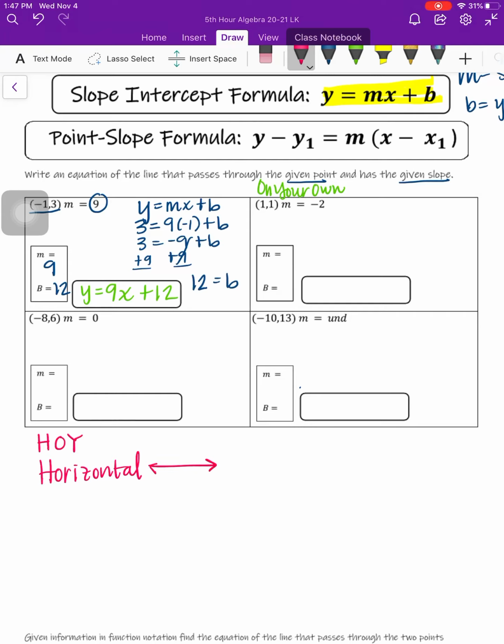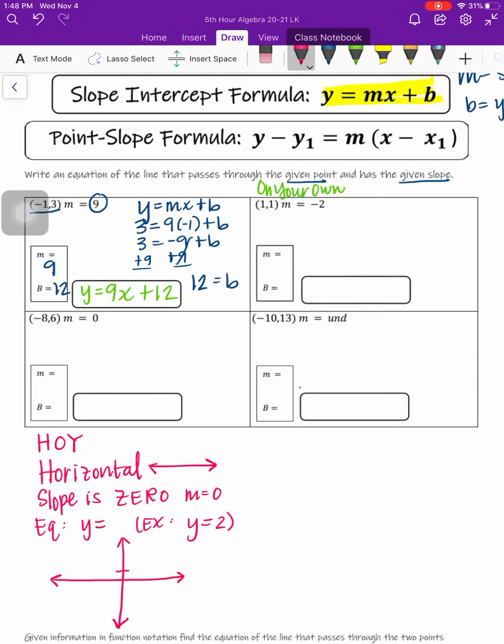The O means that the slope is 0. So that would be m = 0. And the Y means that the equation is in the form of y =. So for example, you might see something like y = 2. And the graph for this would look like a horizontal line through the y-axis at 2.